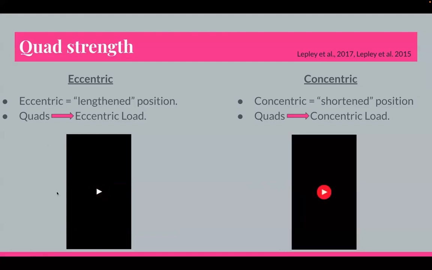On the left here for eccentric, we consider this the lowering phase, which is a nice simple way to think about it. And on the right, we have concentric, the up phase. To end this slide, I would just like to talk about how eccentric exercise is really helpful in regaining quad strength and may address some of the neurological contributors to quad weakness. This is an example of how you might incorporate eccentrics into your exercise routine.